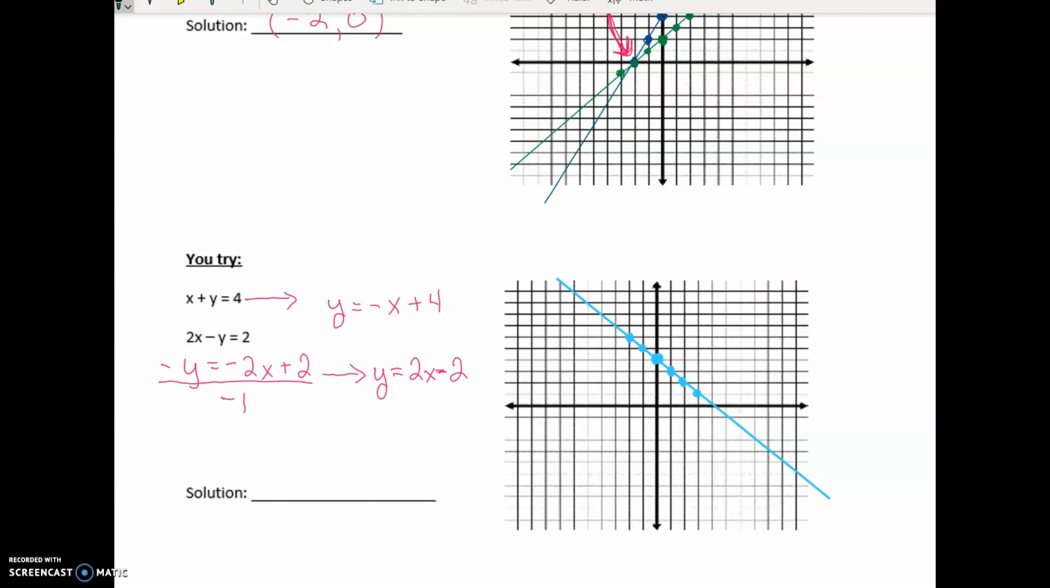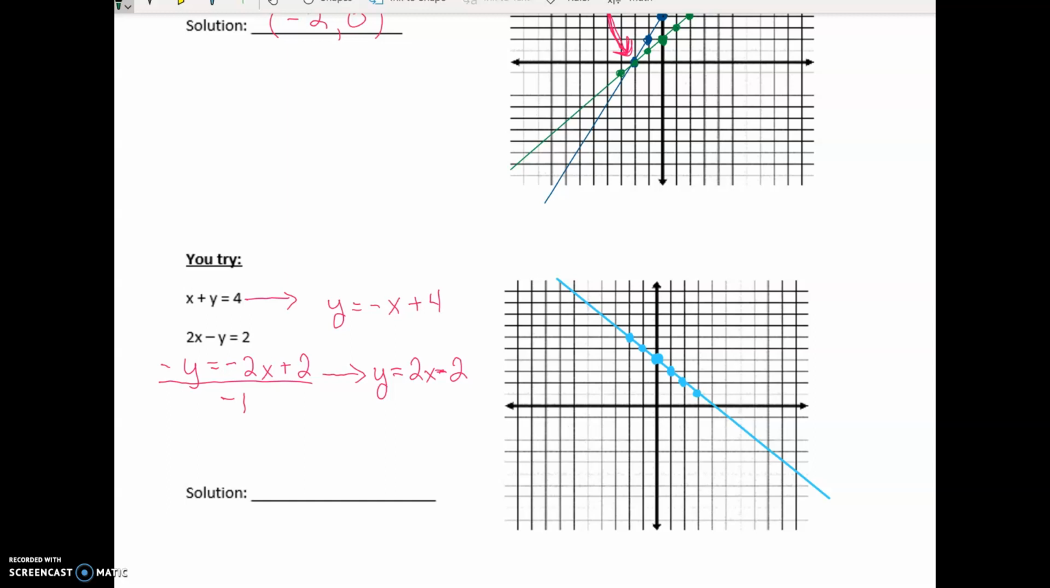Then on the second equation, again, I subtracted the 2x to move it over. But then I also have to get rid of this negative here, or -1 in front of the y. So that just means I'm going to divide everything by -1, which basically, as we know, just changes all of the signs. So we would end up with y equals a positive 2x, and then this would become a -2.